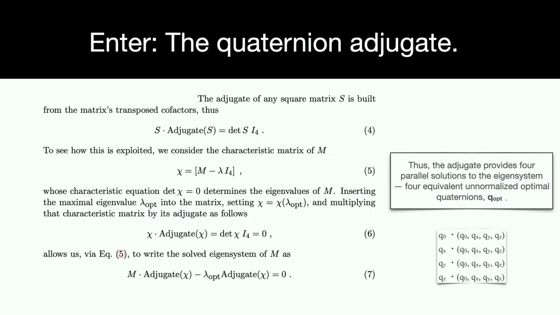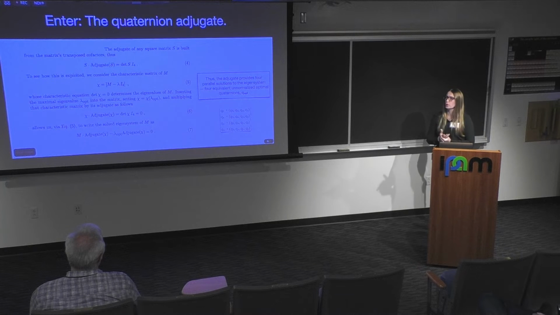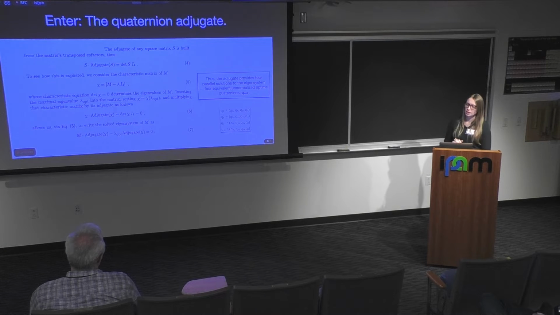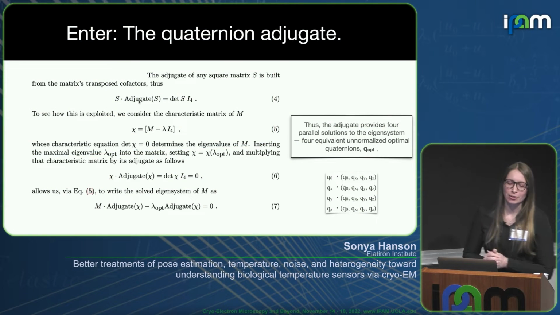And so this is where we started thinking about this unnormalized version of the quaternion. It actually turns out that you can get this out exactly from the Horn way of looking at the RMSD, which is just an eigenvalue problem.